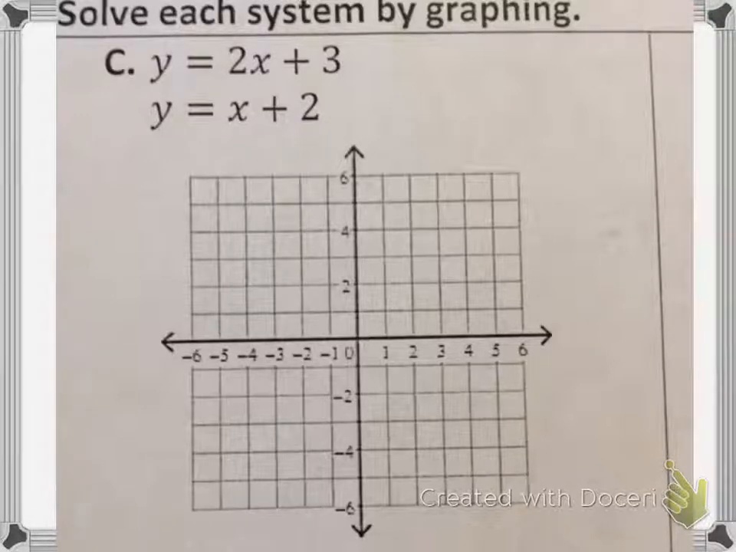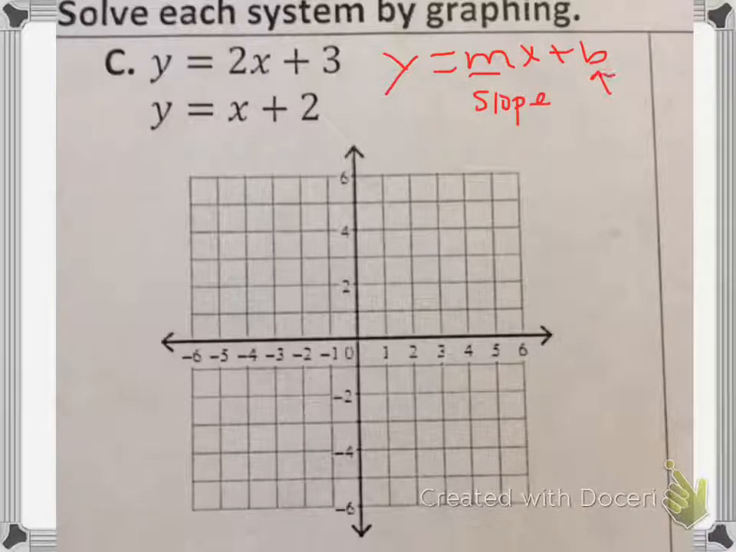So let's graph some now ourselves and see what happens. If you remember, when we graph lines, we're in slope-intercept form, y equals mx plus b, where m is our slope and b is our y-intercept. It's where we cross the y-axis. So we always start at that back number that's added or subtracted. That tells us where to start on the y-axis. This direction is the x-axis, up and down is the y-axis. So this number back here tells me where to start on the y-axis, and this number tells me my slope.